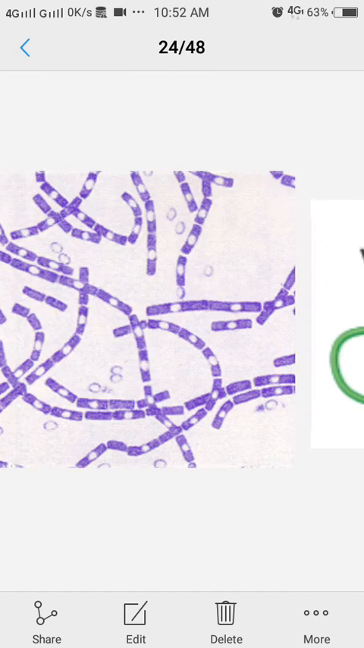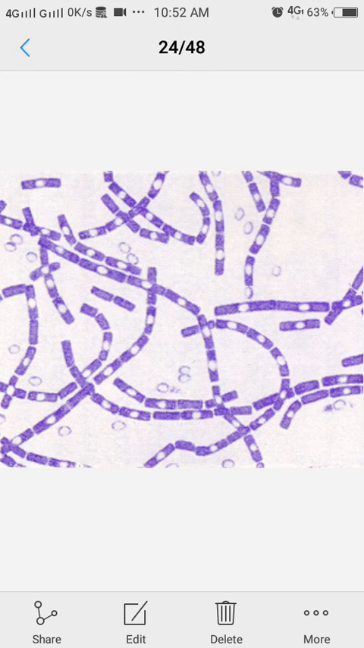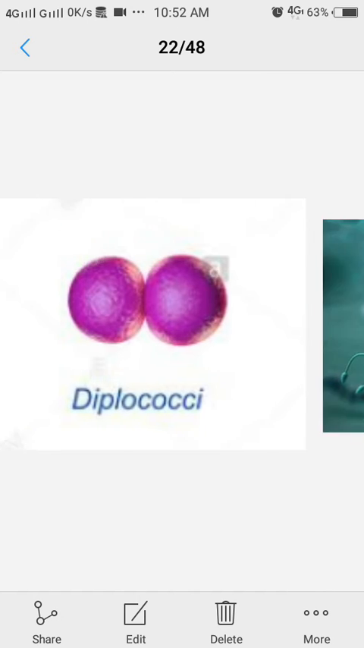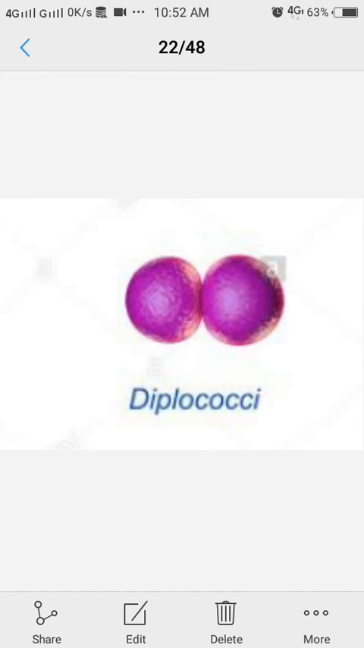What is bacilli? Bacilli is the rod-shaped bacteria. Example, Bacillus anthracis. Second one, spirilla. What is spirilla? Spirilla is the spiral-shaped bacteria. Example, Helicobacter pylori. Third one, cocci. What is cocci? Cocci is the spherical or ball-shaped bacteria.